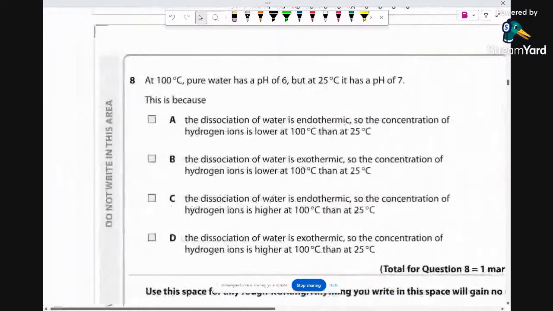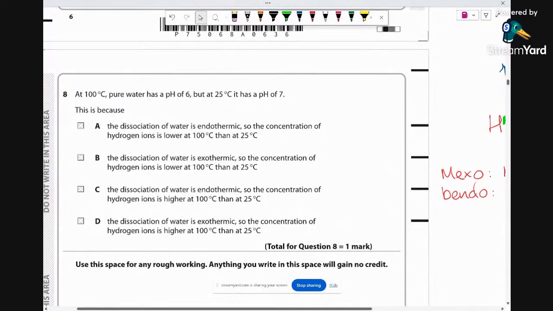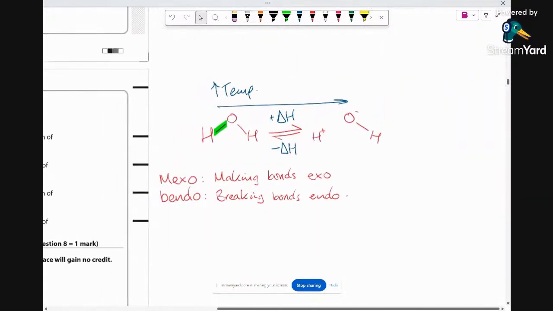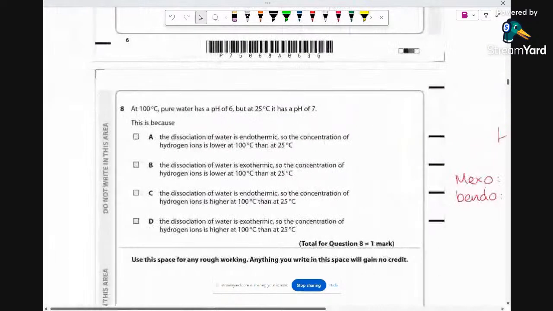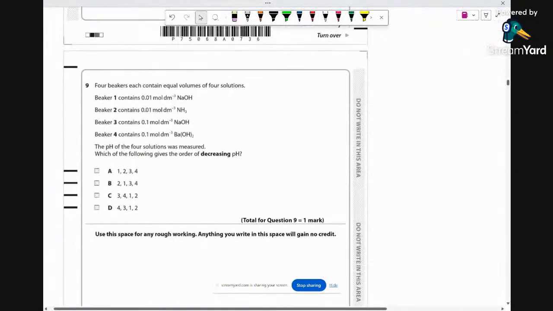So it's going to be something like the dissociation of water is endothermic, so the concentration of H plus is lower at 100 degrees. Well, that doesn't make sense, because the H plus concentration is going to increase at 100 degrees. No, it's higher. So the dissociation of water is exothermic. This is incorrect, so we can ignore that. This one is correct, but the second statement is wrong. The dissociation of water is endothermic. Ding, ding, ding. So the concentration of hydrogen ions is higher at 100 degrees than 25. There's my answer. So there's C. Love it. And moving on.